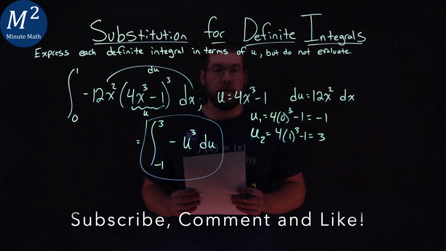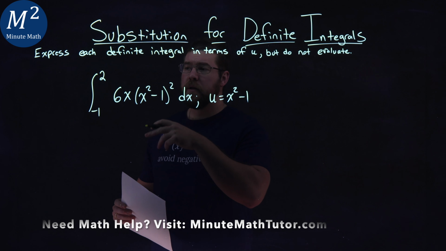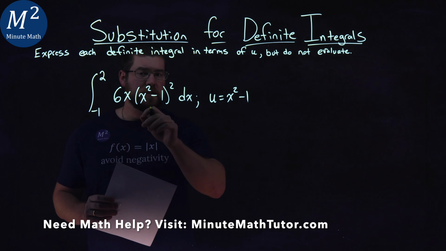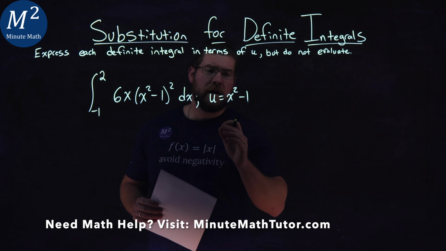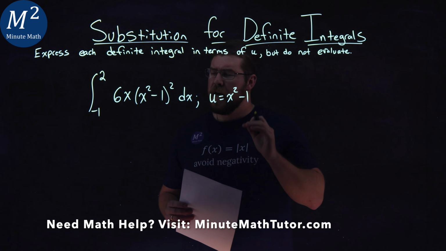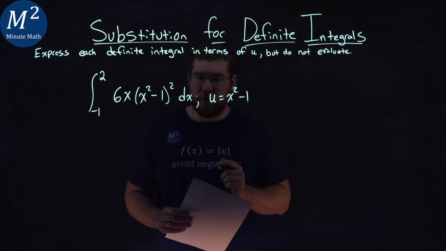We're given this problem right here, the integral from -1 to 2 of 6x times (x squared minus 1) to the second power dx. And we're given a u value of x squared minus 1. And we have to express this definite integral in terms of u, but we're not going to evaluate it.